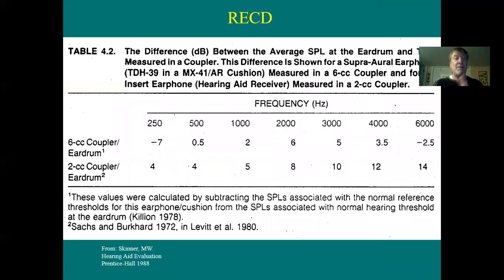Just FYI. Here's a different slide, and it's giving you the actual numerical numbers. Don't look at the top one, that's stupid. Look at the bottom one. 2cc coupler versus a real ear. It's about 5 dB below 1,000 hertz and about 10 dB above 1,000 hertz. Told ya. RECD, the difference between an average SPL at the drum and that measured in a coupler.